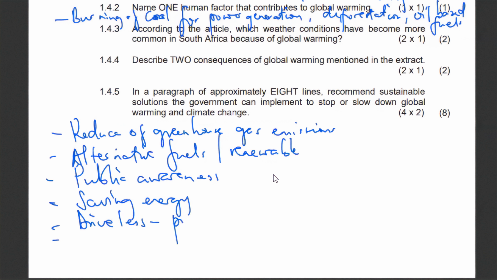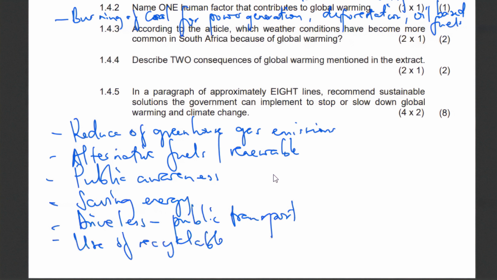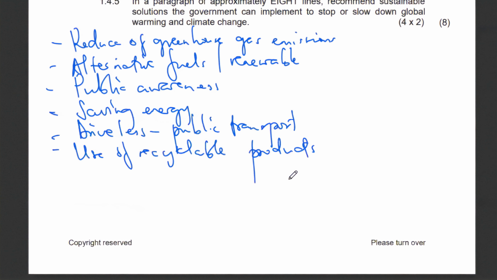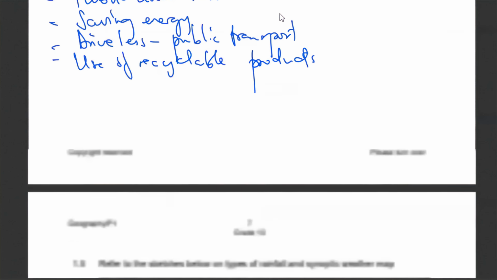Or can suggest use of public transport. Then also can advise on use of recyclable products that can be recycled. They will assist in the process. Right. So we are looking at some of these strategies as ways the government can put in place to limit and also try to control the problem of global warming and climate change.